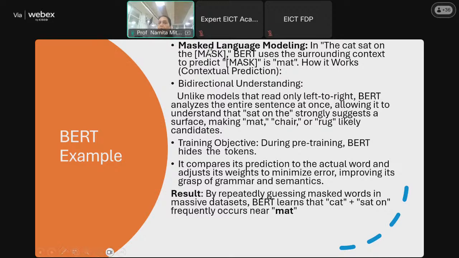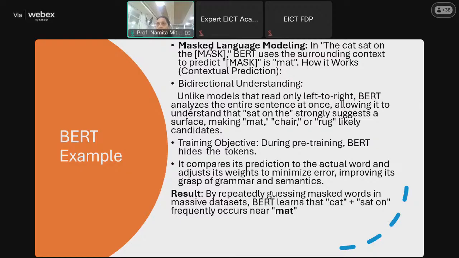So there's one more term that is known as masked language modeling. The same example I took in my second class: the cat sat on the mat, right? For example, the answer is mat, but it has been masked. Masking is hidden. So BERT uses the surrounding context to predict what is there.